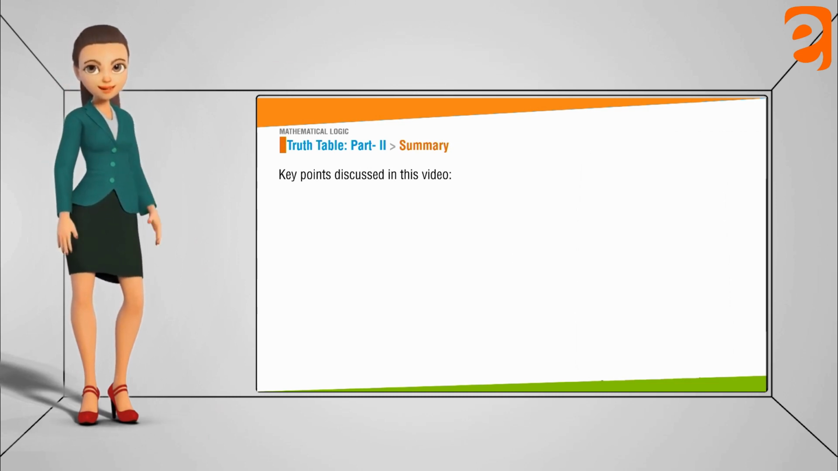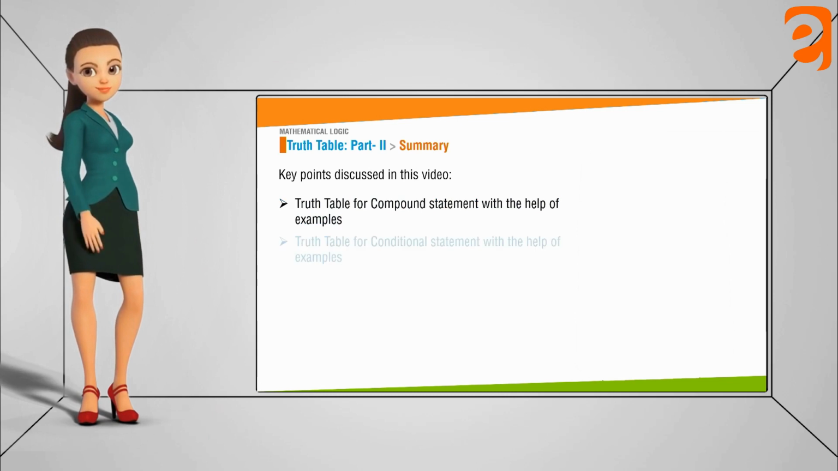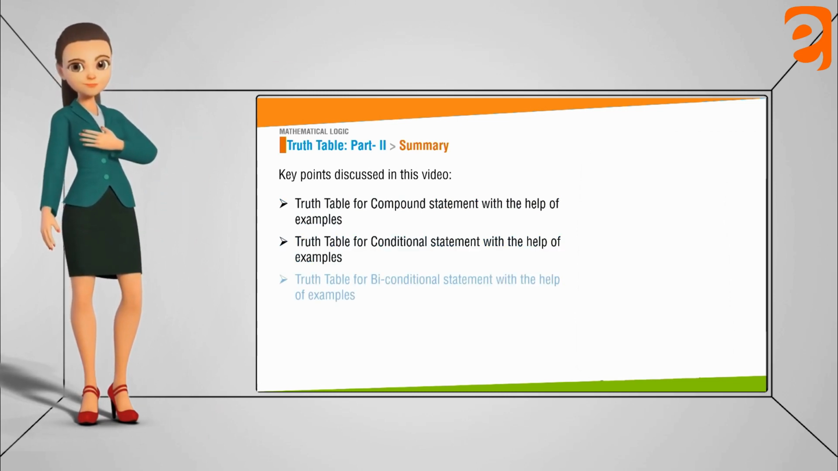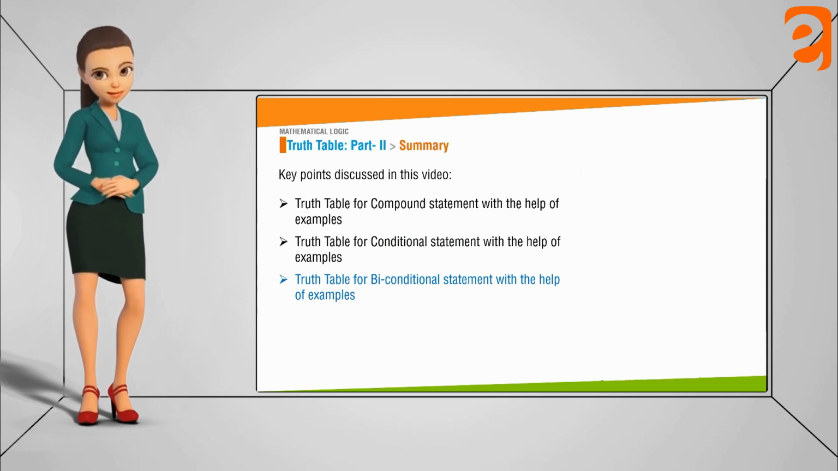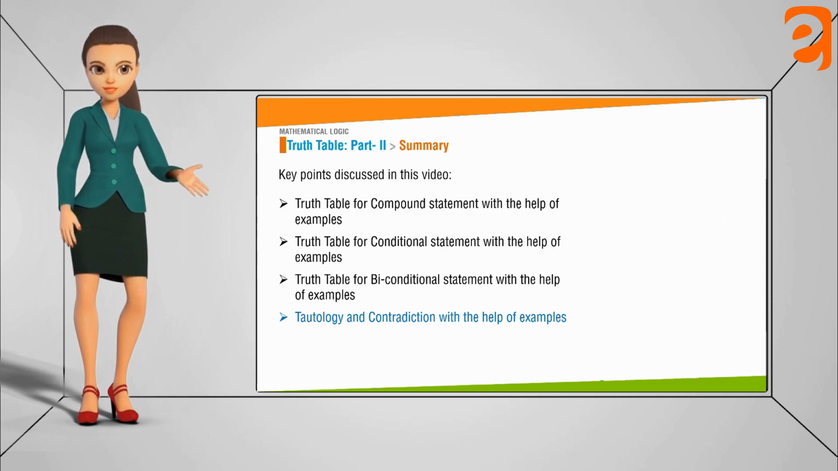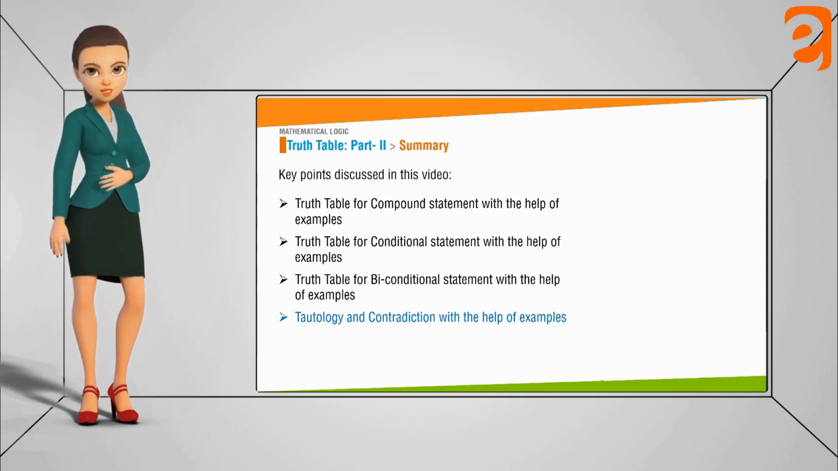Key points discussed in this video are truth tables for the compound statement with the help of examples, truth tables for conditional statements with the help of examples, truth tables for biconditional statements with the help of examples, and tautology and contradiction are also discussed here with the help of examples.